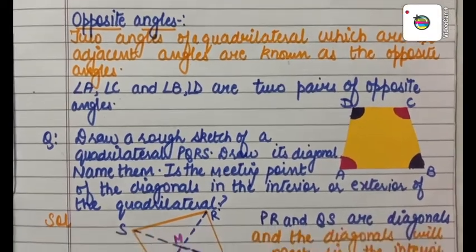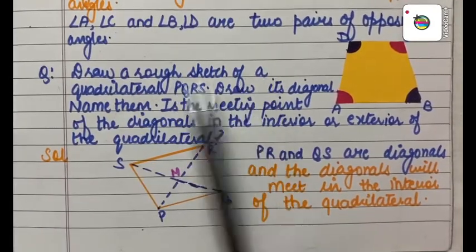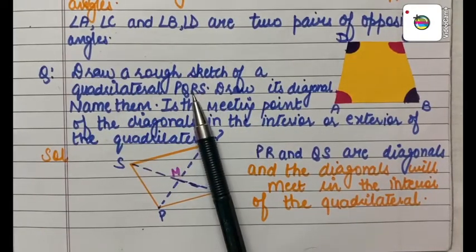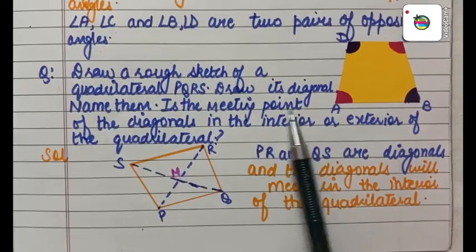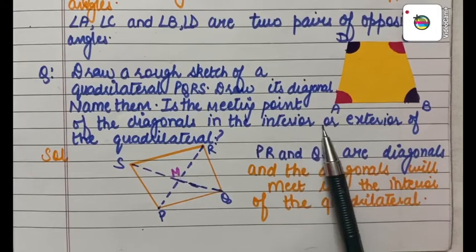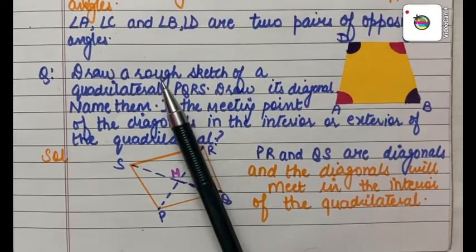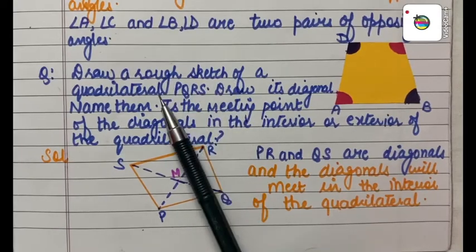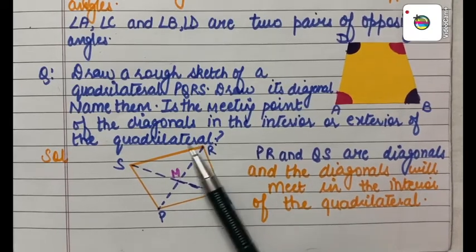So children, now we are having one question. First of all, draw a rough sketch of a quadrilateral PQRS. Draw its diagonals. Name them. Is the meeting point of the diagonals in the interior or the exterior of the quadrilateral? That means we are going to do first of all the rough sketch of quadrilateral PQRS. So I have done one rough sketch of quadrilateral P, Q, R and S.